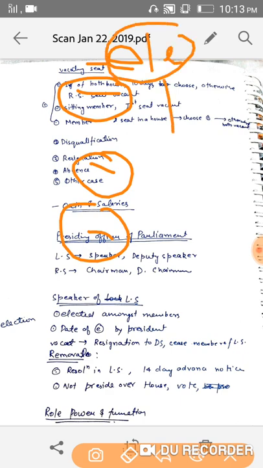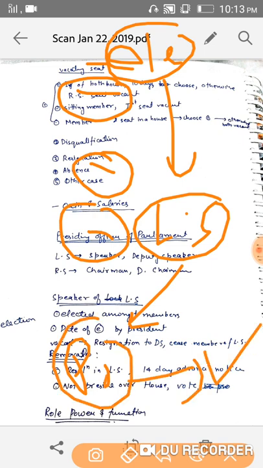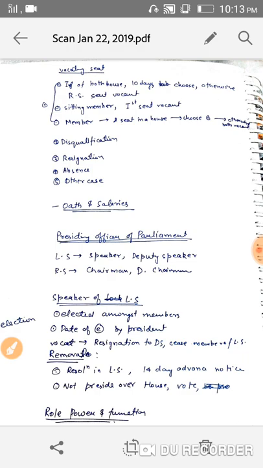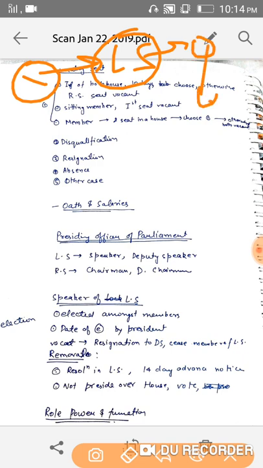His election is done by the Lok Sabha members, and the President decides the date of the election. Now he remains in office till the new Lok Sabha is constituted. Even after the dissolution of the Lok Sabha, he does not resign. He remains till the new Lok Sabha becomes functional, and in that session he resigns. He keeps the office till the end of the Lok Sabha.